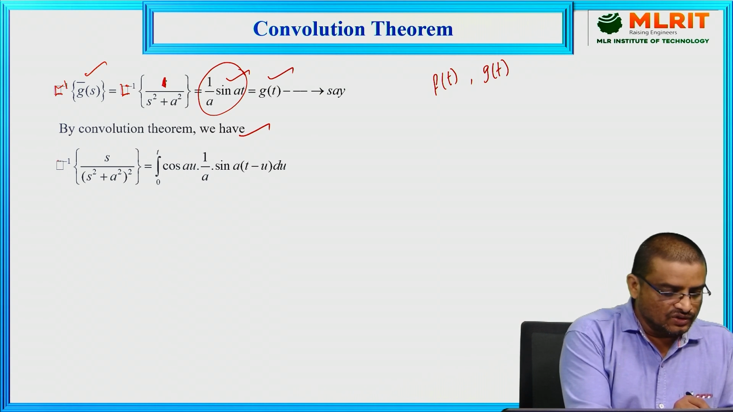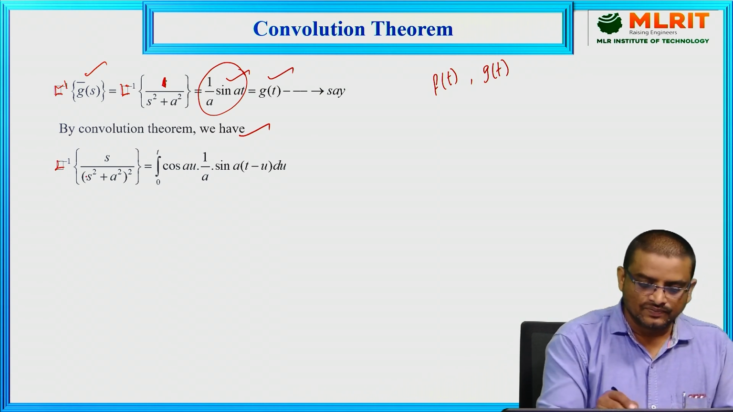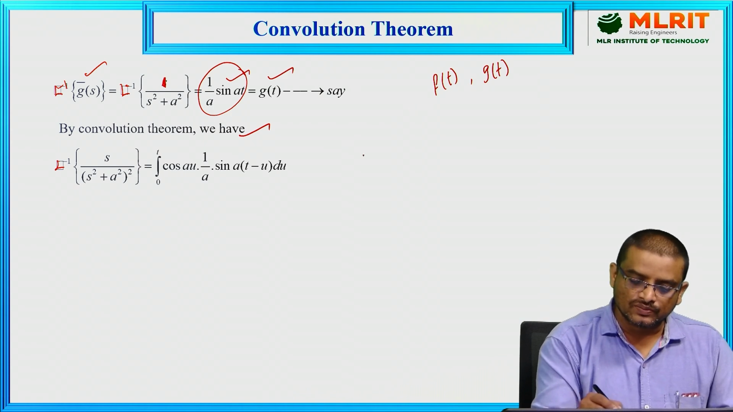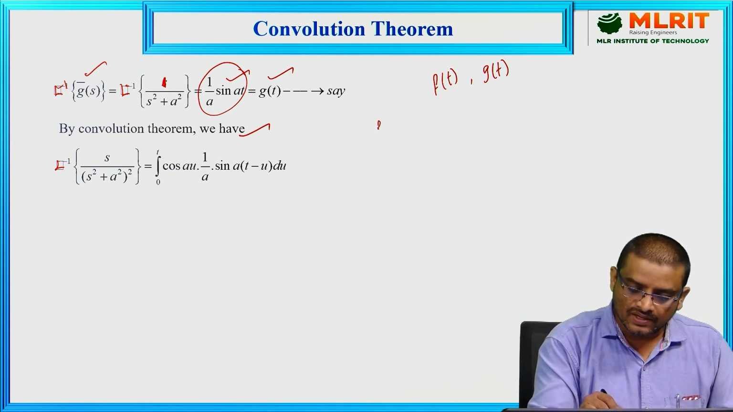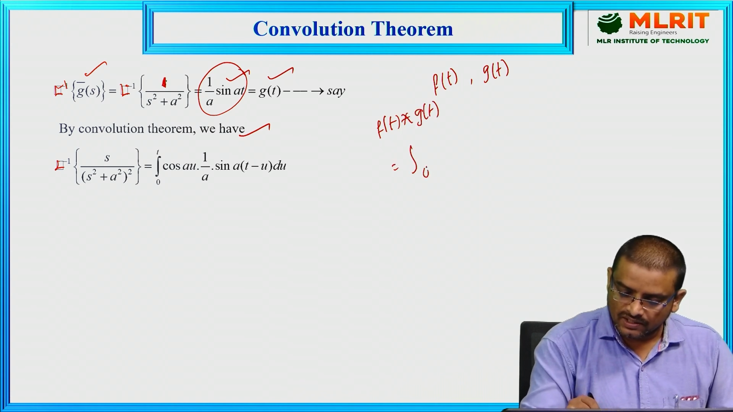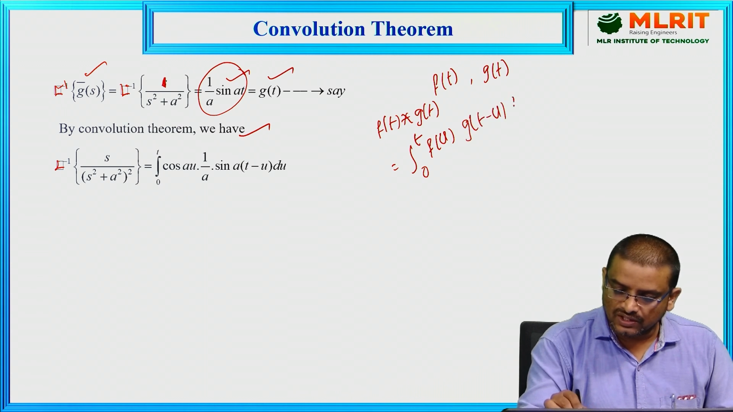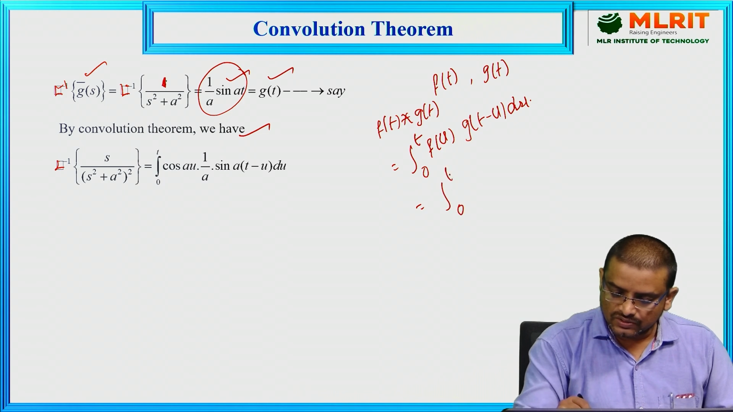L inverse of the given function, that is f bar of s into g bar of s, is given by f of t star g of t. By using the convolution product, we can take f of t star g of t as the integral from 0 to t of f of u into g of t minus u du. So this is equal to integral 0 to t.